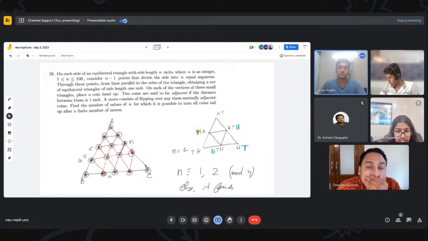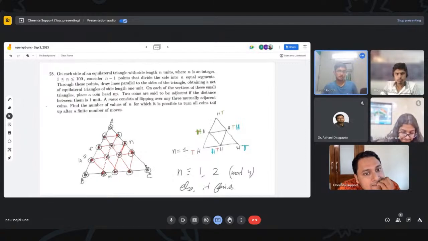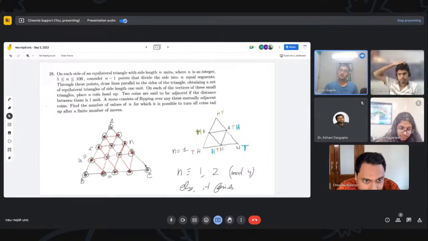So the solution proceeds in two steps. First, we will show that it is possible for n congruent to 1 and 2 mod 4. Then it fails for n congruent to 3 or 0 mod 4. A bit of motivation behind this: I found that 1, 2 work and 3 fails, and I was not able to find a construction for 4. So it was tempting to conjecture that mod 4 is playing a role here. But we proceed to the solution.